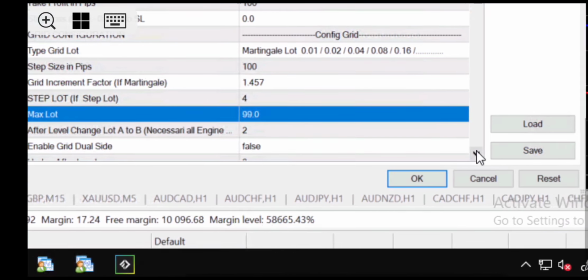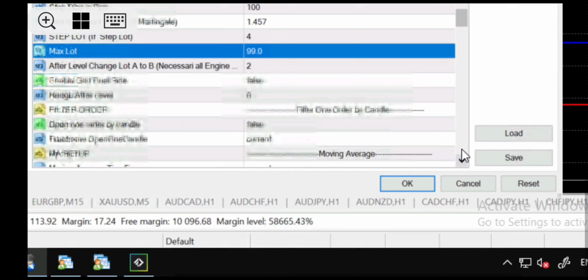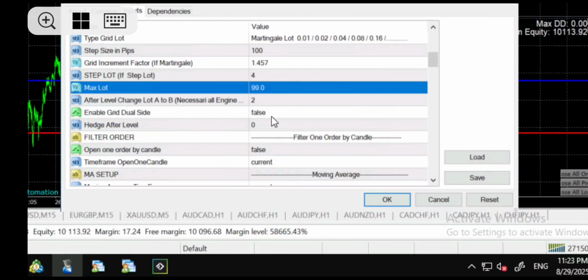Let's just move quickly, I don't want this video to be too long. So we have enable grid dual side. Dual side should be in two directions, isn't it? Well, let me just move to the next one.